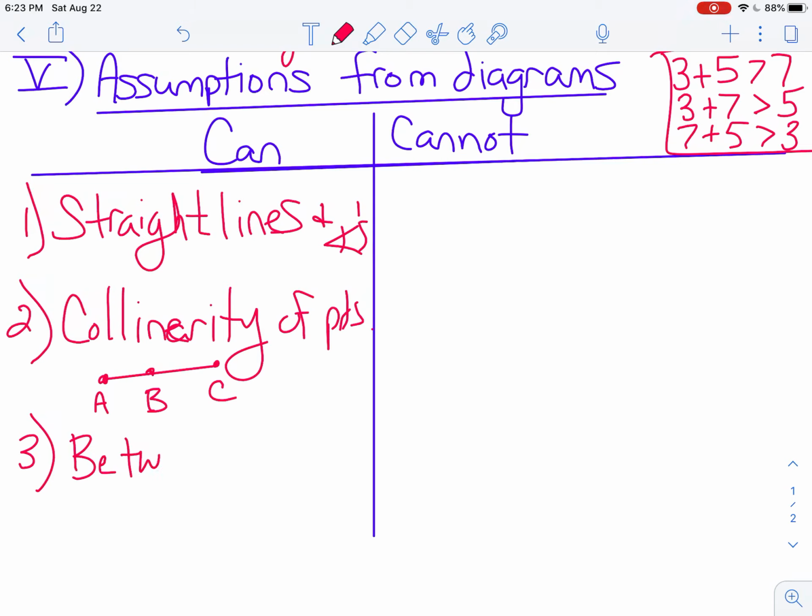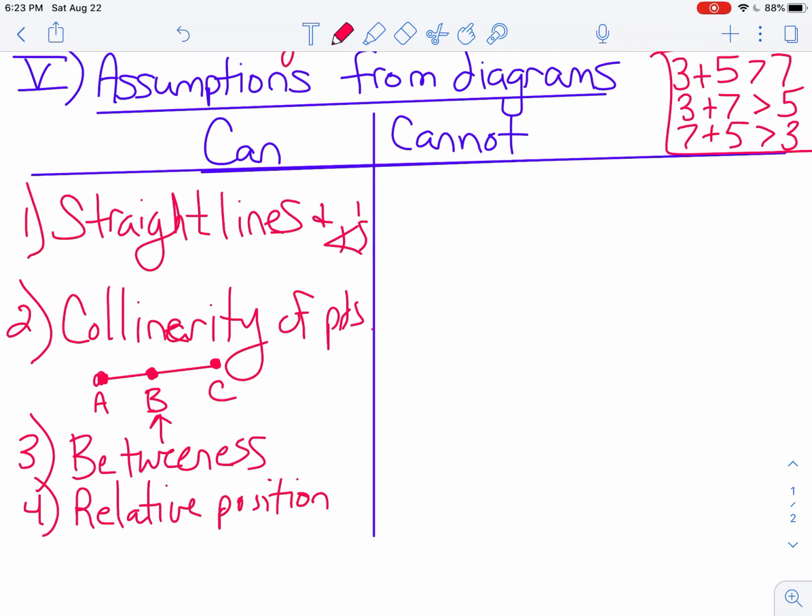You're allowed to assume betweenness. And it's all relative. Just because it looks like B is exactly in the middle of A and C doesn't necessarily mean it is exactly in the middle. But I do know that point B is between A and C. I can assume that. And then again, the relative position. What that means is point A is on the left, B is in the middle, and C is on the right. We're allowed to assume that, okay? Those are the only things you're allowed to assume right now.